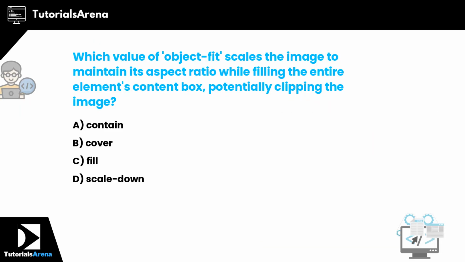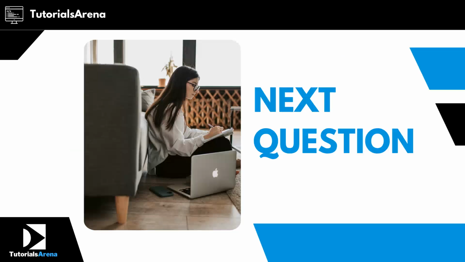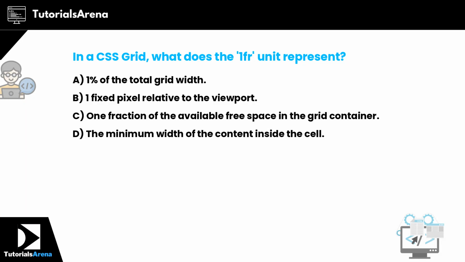Which value of object-fit scales the image to maintain its aspect ratio while filling the entire element's content box, potentially clipping the image? The correct answer is option B, cover. In a CSS grid, what does the 1fr unit represent? The correct answer is option C, 1 fraction of the available free space in the grid container.